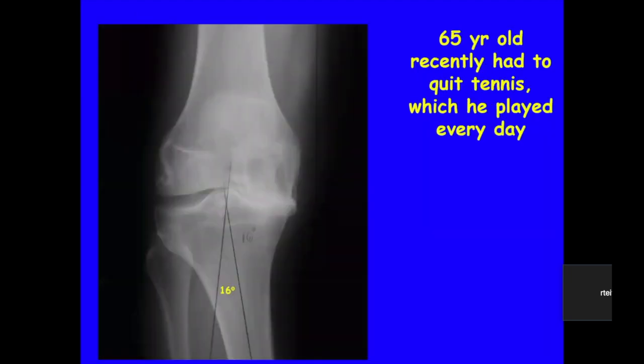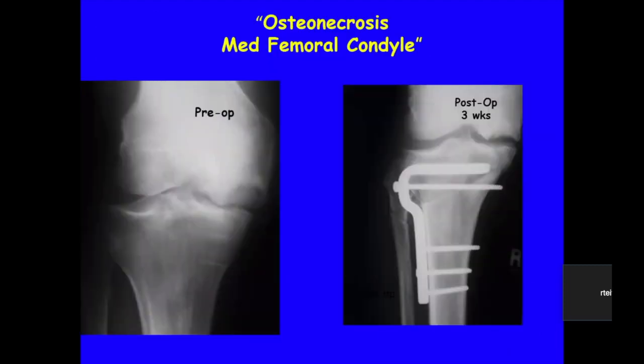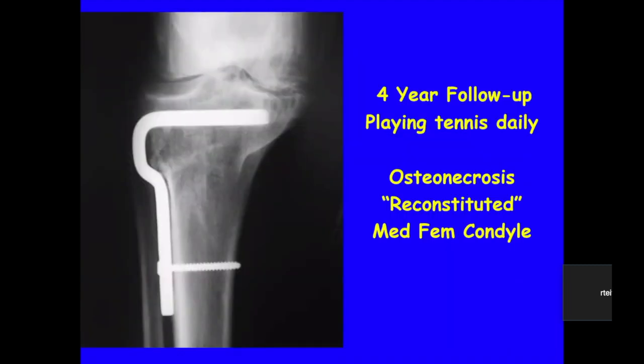Here's a 65-year-old who just recently quit playing tennis. He'd played every day. Obviously, this degree of arthrosis has been there for some time, but it finally reached the level he could no longer tolerate. I measured a 16-degree deformity. We can see on the film on the left side, there's a lucency here, which is suggestive of a so-called osteonecrosis. We can see the defect present on the film 3 weeks post-op after a lateral closing wedge tibial osteotomy. 4 years later, he has a joint space. He's playing tennis every day on a regular basis, and that defect apparently has reconstituted itself because it's no longer visible.